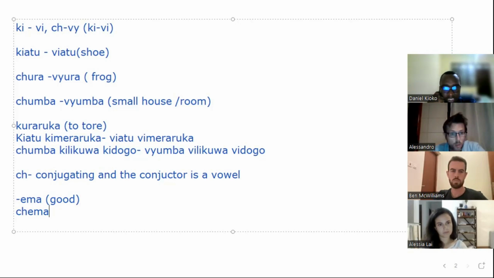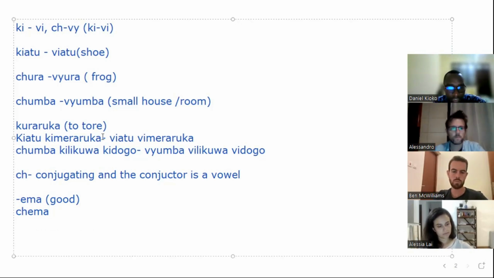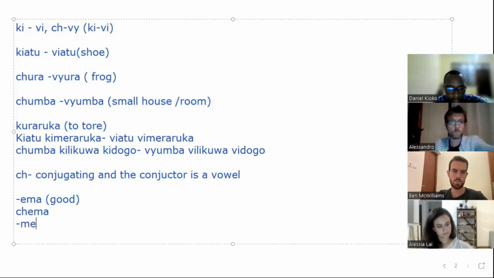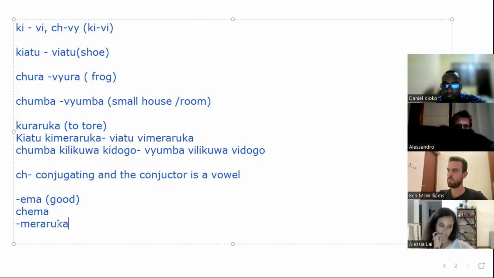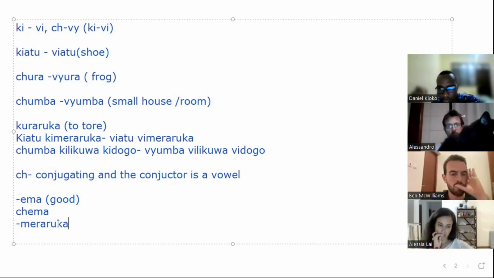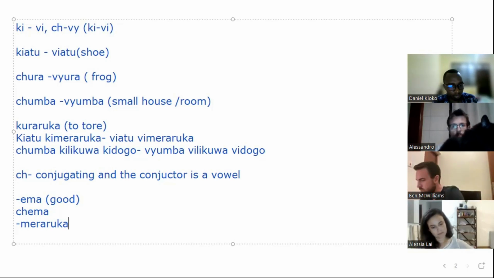And yeah, so that is the most cases. When the conjunctor is a consonant, like you see in this case we said kimeraruka, so it was meraruka. Here you put ki, because you need the i to go next to the consonant. Just those simple conjugation rules which we are mentioning. Any question up to there?